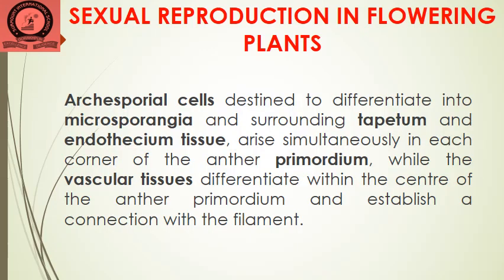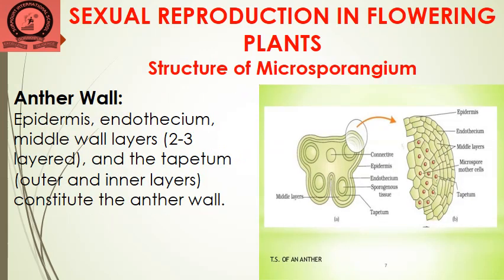In the last figure, as you can see, the archesporial cell differentiates into microsporangia with surrounding tapetum and endothecial tissues, and simultaneously in each corner of the anther primordium, the vascular bundle differentiates within the center of the anther primordia and establishes connection with the filament. Now you can clearly see the different layers and their names: epidermis, endothelium, middle layers 2 to 3 layered, and tapetum, outer and inner. These constitute the anther wall.